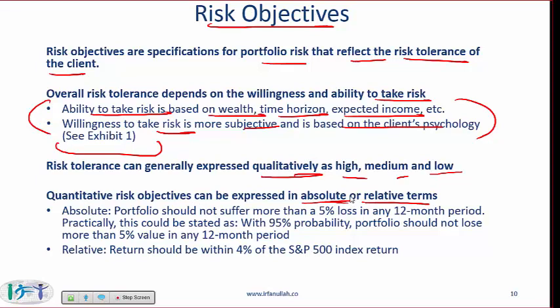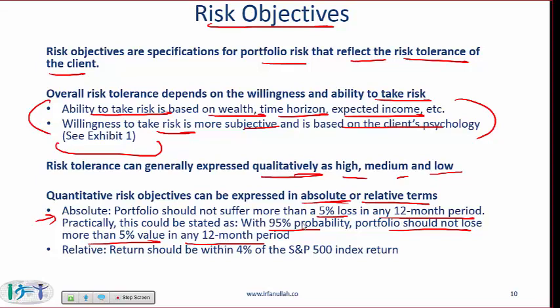So if you actually do want to give a number, especially for sophisticated institutional investors, then how can you do it? An absolute example would be this: the portfolio should not suffer more than a 5% loss in any 12-month period. So this is in absolute terms and it's quantified. But then a more practical way of stating this is as follows: with 95% probability, the portfolio should not lose more than 5% value in any 12-month period.